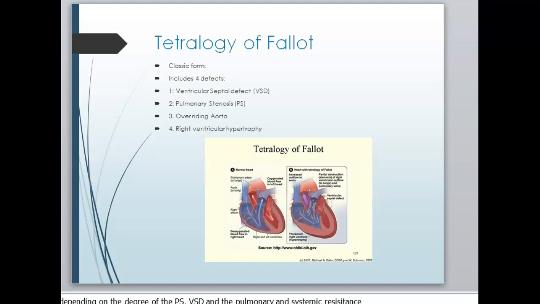Remember what a ventricular septal defect is: a communication or a defect in the septum between the 2 ventricles. Second, pulmonary stenosis. When you think of stenosis, that is a narrowing of the pulmonary valve. Third, overriding aorta, and fourth, right ventricular hypertrophy, which is an enlargement of the right ventricle.